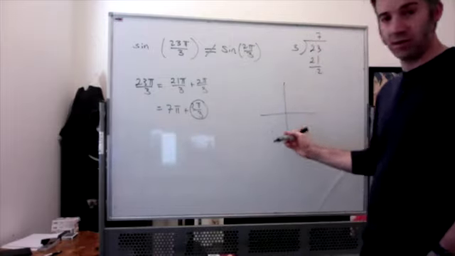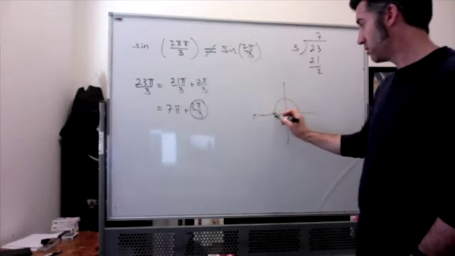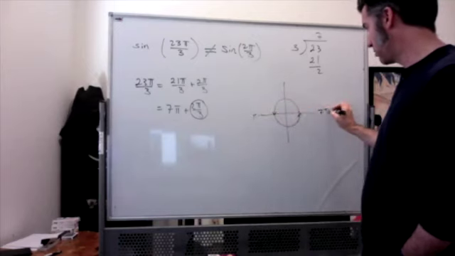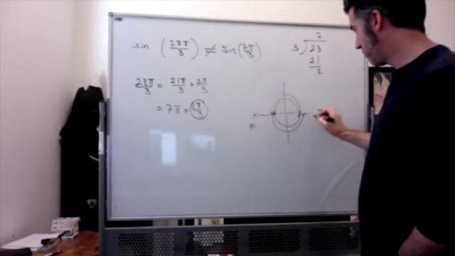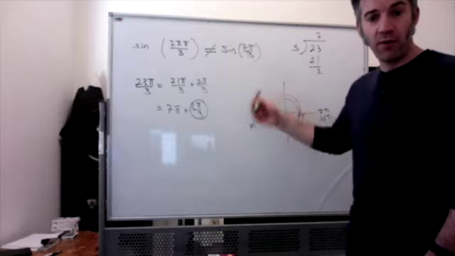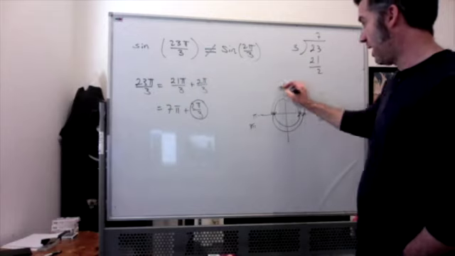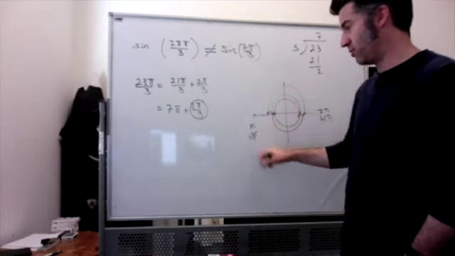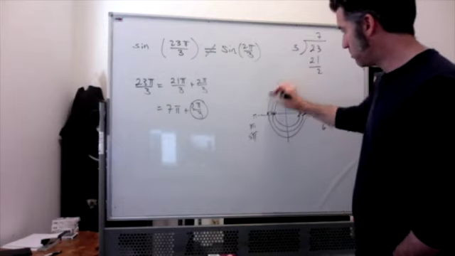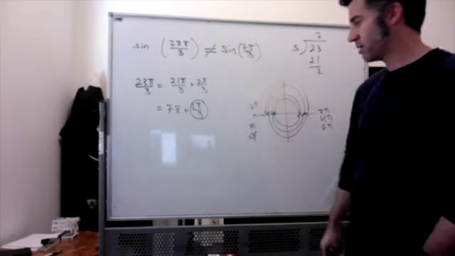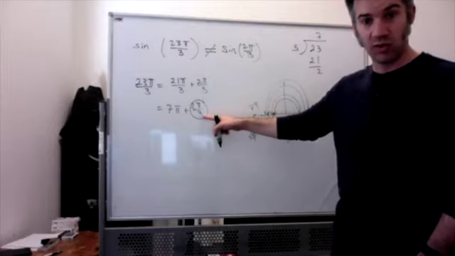If you're going around the unit circle, there's 1 pi. There's 2 pi. There's 3 pi. 4 pi. Right? So every full revolution is an even multiple of pi, and every full revolution and a half is an odd multiple of pi. So there's 7 pi. And then from 7 pi, we have to go another 2/3 pi.